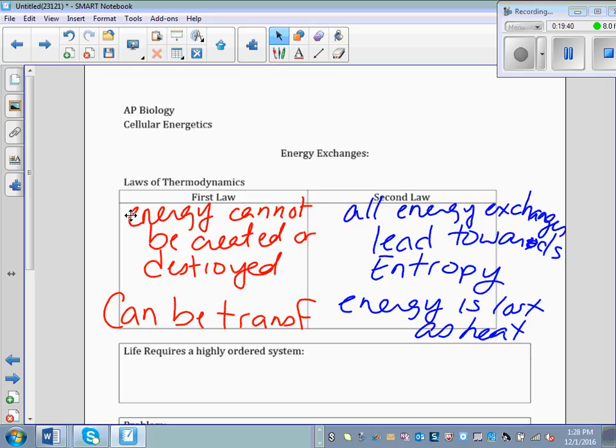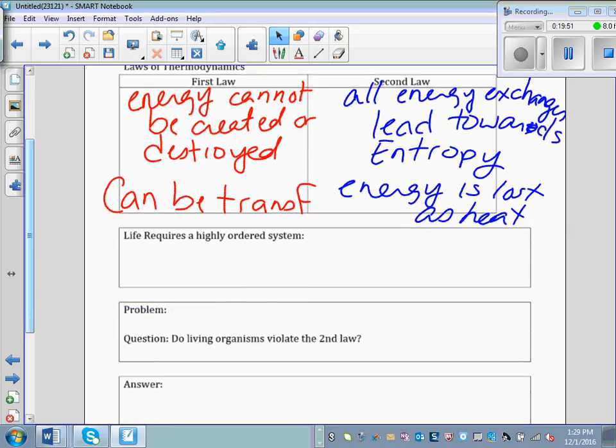What's the difference between entropy and enthalpy? Enthalpy is the heat of the reaction. Entropy is disorder. That's right. We'll talk about that. We'll go through that. So, order is maintained by constant free energy input into the system.